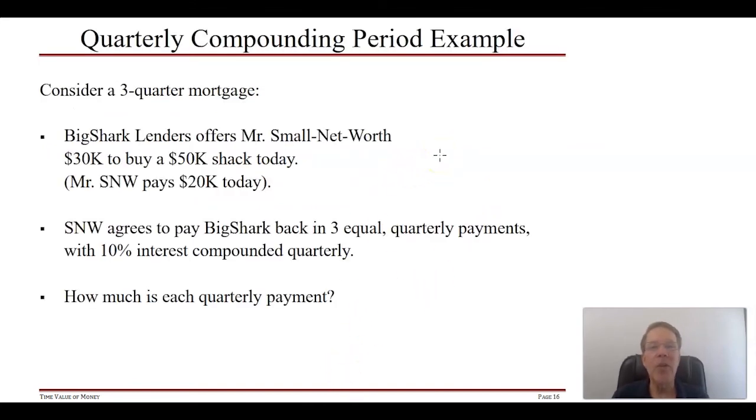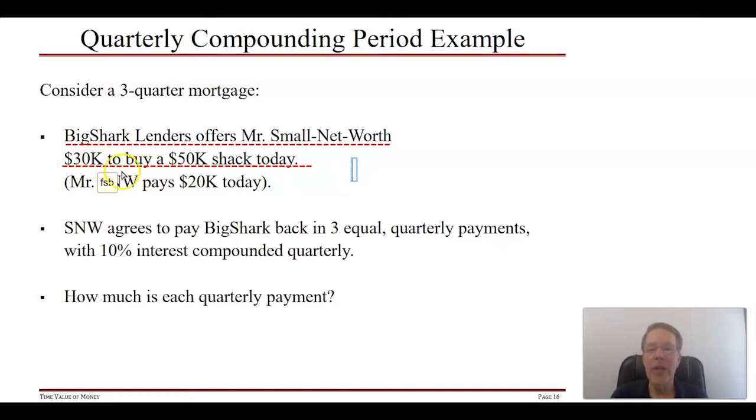Okay, so let's do an example now with quarterly compounding to see how this plays out. Let's consider a three-quarter mortgage, and let's go back to Mr. Small Net Worth, who's trying to borrow as much as he can to help him purchase the biggest shack that he can find. So Big Shark Lenders comes to Mr. Small Net Worth with a new offer. Just like the previous lender, they would offer him $30,000 to buy a $50,000 shack today. So he'd have to put in $20,000 of his own money.